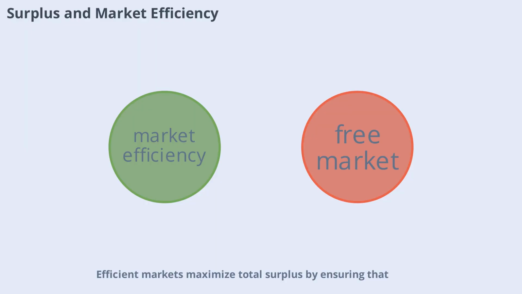Efficient markets maximize total surplus by ensuring that goods go to those who value them most and are produced by those who can do so at the lowest cost. Any interference, like taxes, price controls, or monopolies, reduces efficiency and surplus. This is why economists advocate for free and competitive markets whenever possible.